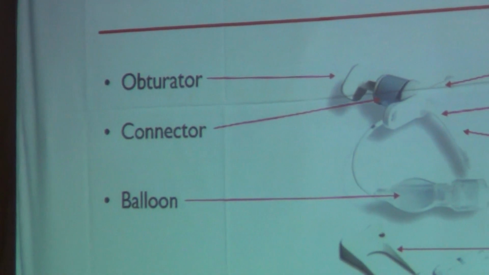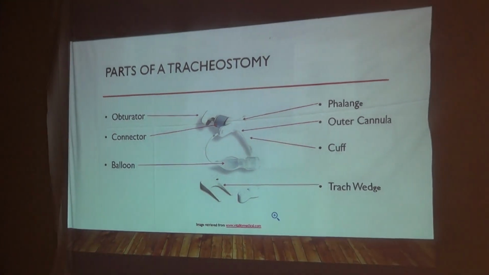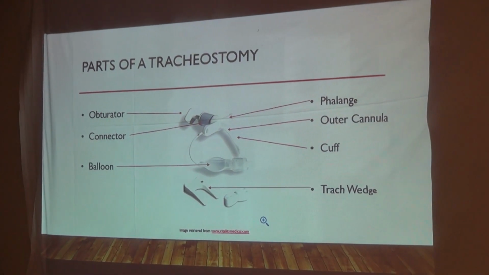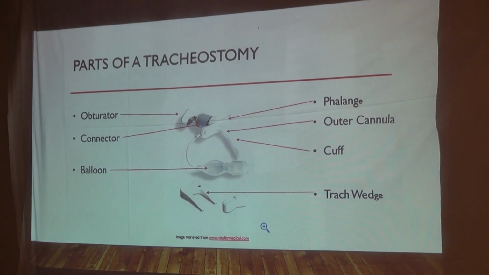And then this is a picture of a trach collar, and it's basically based on the manufacturer what they would look like. So parts of a tracheostomy, I have them all labeled up here. This is a Bivona trach, which is the most common that I have seen in pediatrics. There are different types, but essentially they all have the same parts.